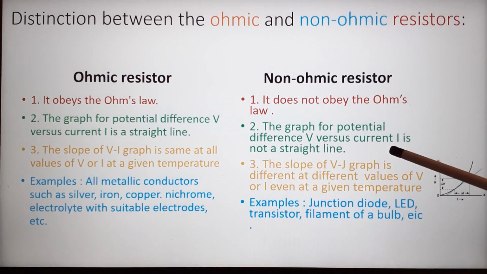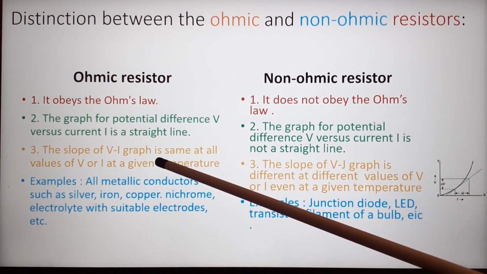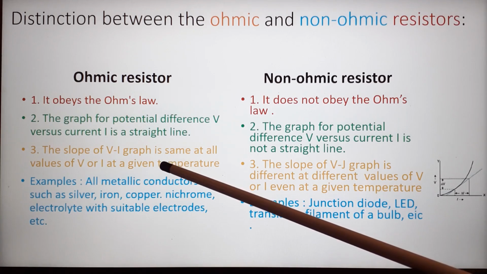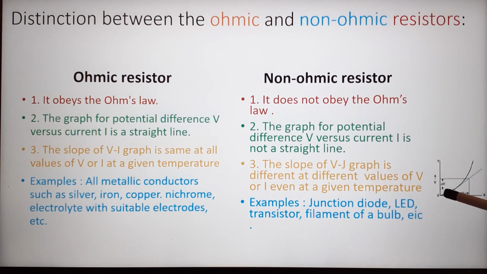The VI graph for a non-ohmic resistor will be a curve because current is not increasing in equal amount with that of potential difference. Next point is, the slope of the VI graph is the same for all values of V or I because it is a straight line. But for the non-ohmic resistor, the slope of the VI graph is going to be different at different points.